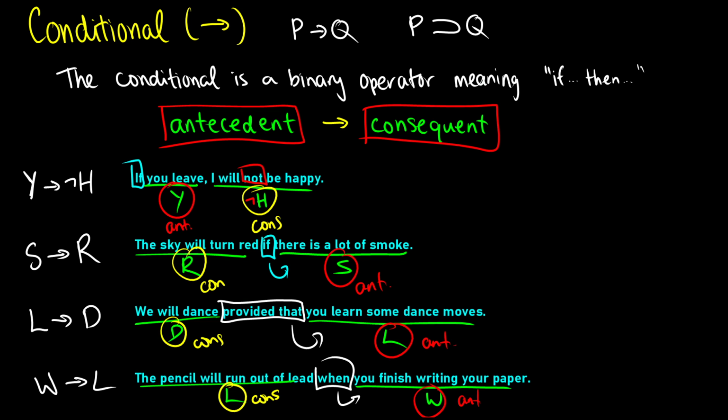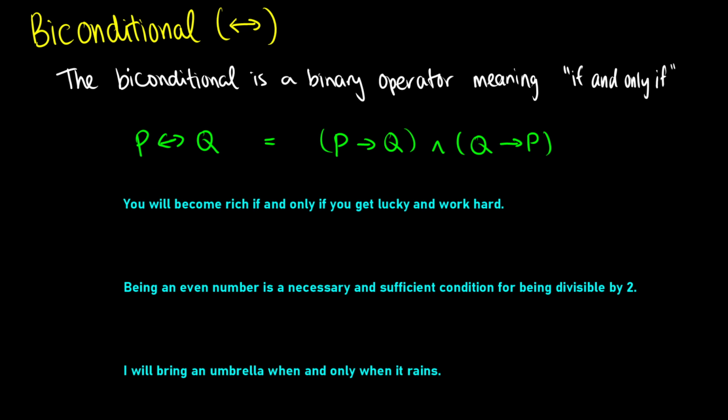Now the conditional can sometimes be tricky, so there'll be a separate video on how that works a little bit later. We'll learn about terms like inverse, converse, and contrapositive, as well as taking a look at words like is necessary and is sufficient. The last thing we're going to learn today is the biconditional.